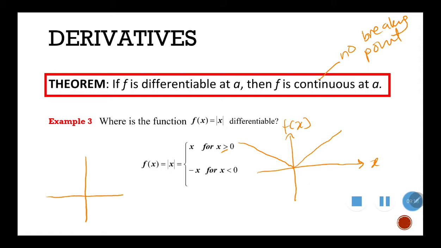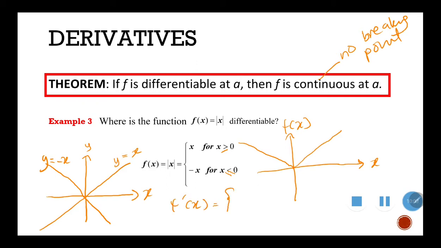Let's go back to this. y equal to x is like this, right? And if y equal to minus x, it is like this. So for x larger than 0, it is x, and for x smaller than or equal to 0, it is minus x. So now we want to find the value of f prime x.